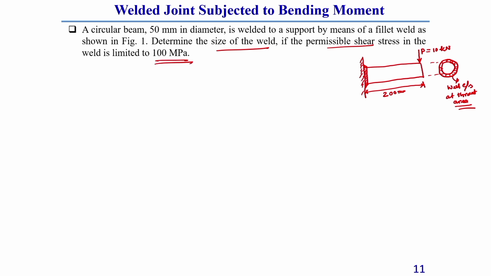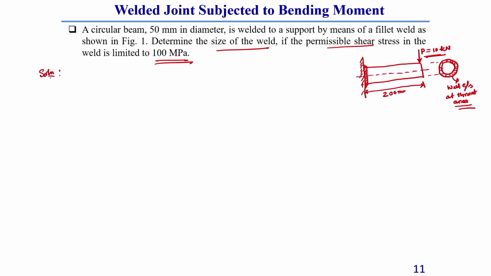Okay. You should keep this in mind. Due to this bending load, the point load P, we need to find out the size of the weld, because here this beam is subjected to bending. This you should keep in mind. Now, I will solve this problem.